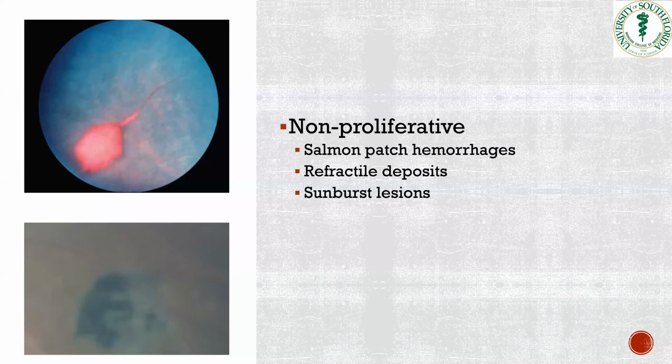Non-proliferative sickle cell retinopathy has several hallmarks that have hemorrhagic etiologies. First, the salmon patch hemorrhages that you see above there, which are a direct result of chronic intraretinal hemorrhages that occur at the site of retinal artery occlusions. You can also have refractile deposits, which are areas of resorbed hemorrhages with hemosiderin accumulation underneath the ILM. And finally, like you see below here, we have sunburst lesions, which are areas of RPE hyperplasia and hypertrophy, often associated with hemorrhages as well.